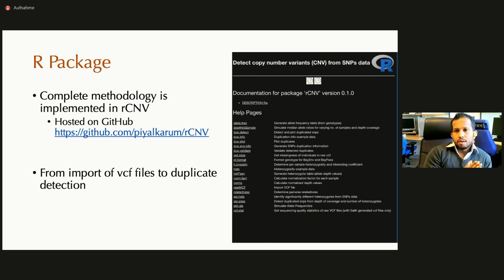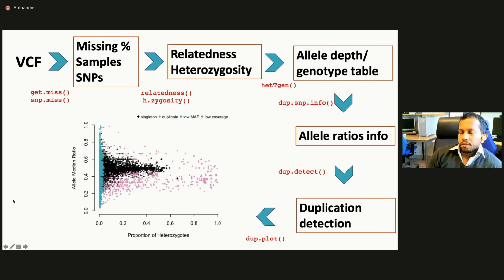We have now put all these methods into an R package because we wanted to make it easier for everybody to do copy number variation detection. So we developed this R package called RCNV. Currently, it's hosted on GitHub. We are planning to put it on CRAN pretty soon, once we have finalized at least the first part of the package and the manuscript for it. I will briefly go through how we can use the package.